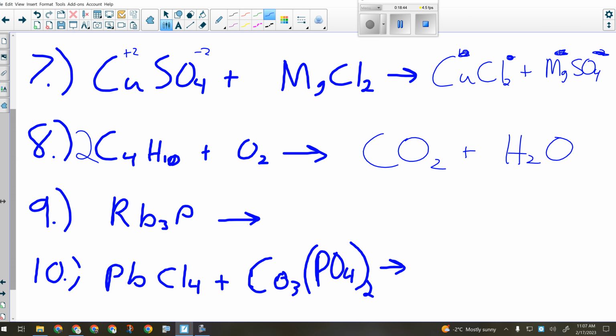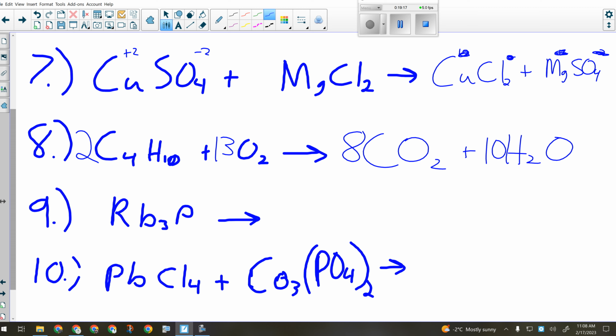2 times 4 is 8. Now I have 8 carbons on that side. 2 times 10 is 20. 10 times 2 is 20. I have 20 hydrogens on both sides. Now I can look at the oxygens. 8 times 2 oxygens is 16, plus 10 more oxygens in the water is 26. 13 times 2 is 26. Okay. Everybody all right with that one? Okay. How many people have done number 9?